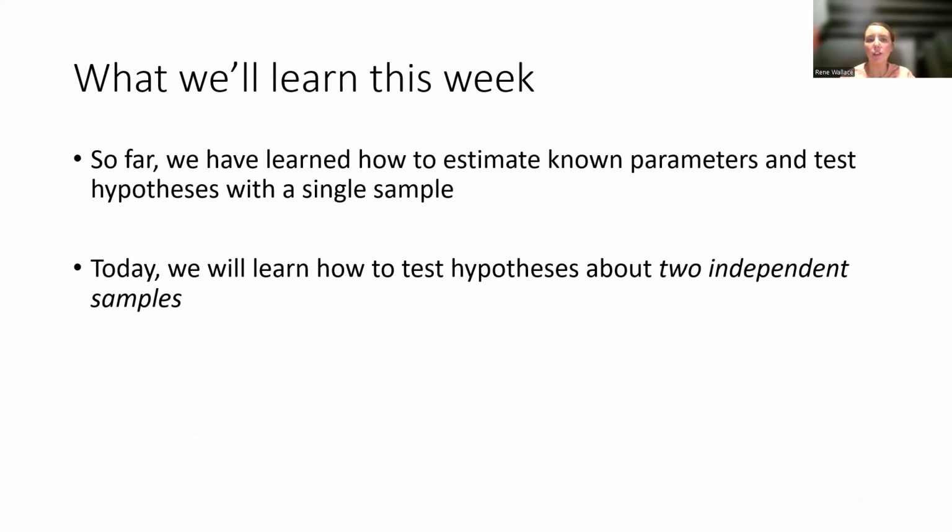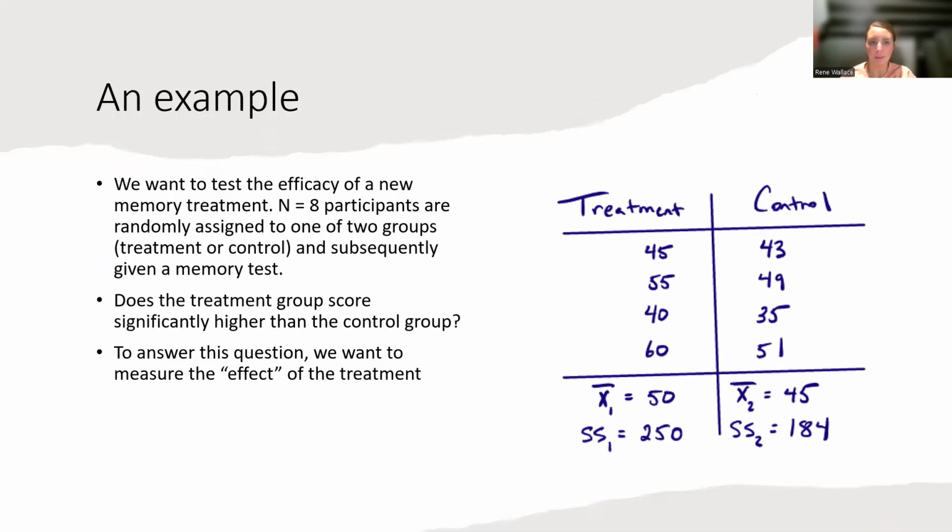So this week, now that we've learned how to estimate unknown parameters and test hypotheses with a single sample, we're going to learn how we test hypotheses about two independent samples. So for example, we wanted to test the efficacy of a new memory treatment where N was 8 participants. They're randomly assigned to one of two groups where there's a treatment or there's a control, right? The group that gets this intervention, or the control group where nothing's happening to them. And then they're given a memory test afterwards. Does the treatment group score significantly higher than the control group?